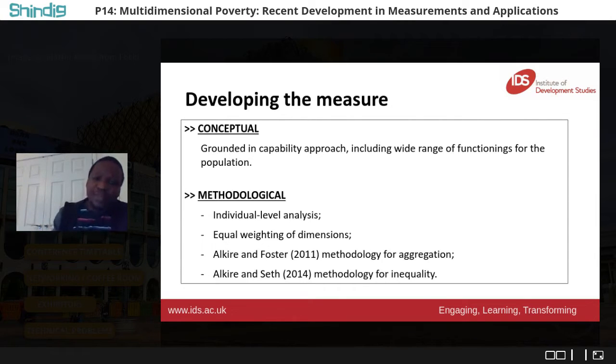In terms of developing the measure, the study is conceptually grounded in the capability approach, including a wide range of functionings for the population. Like I indicated, we use the individual as the unit of analysis. In terms of weighting across dimensions, we adopt equal weighting. We deem the dimensions to be equally important. Also, Leave No One Behind is premised on the human rights approach, and rights are perceived to be equally important. In terms of aggregation, we use the Alkire and Foster methodology. And in terms of measuring inequality, we use the Alkire and Seth 2014 methodology.